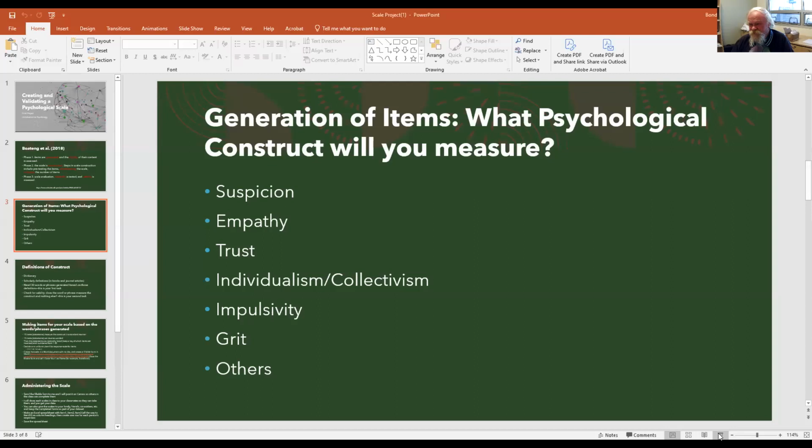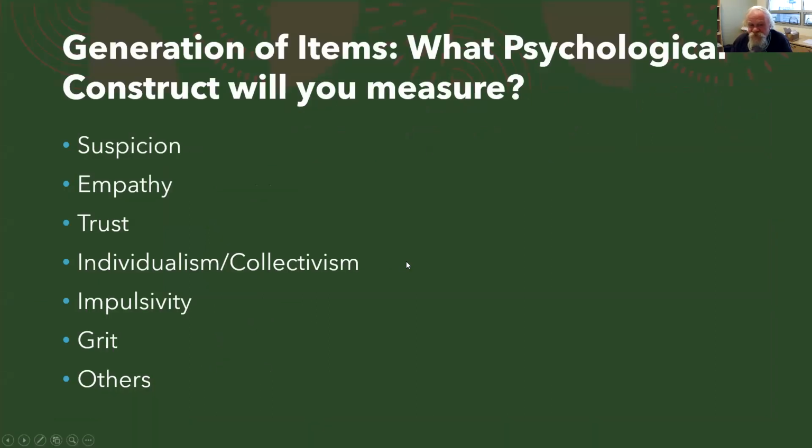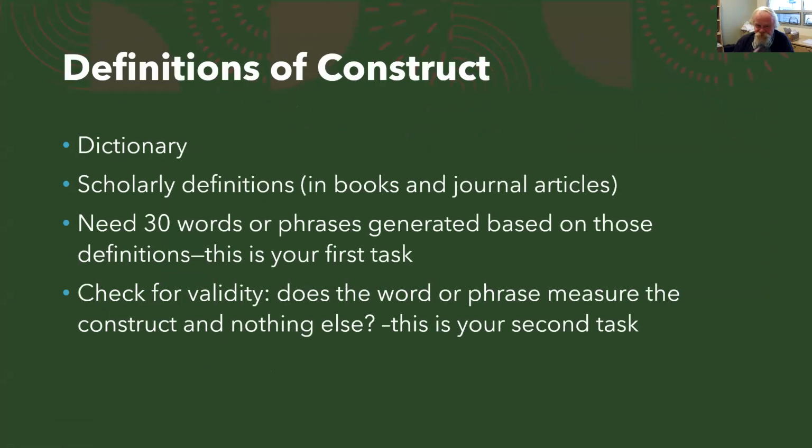All right, so the first thing again is to come up with an idea for what kind of a scale you're going to create. All right, how do we create the scale then? Well, you have to define the construct that you're looking at. So usually you'll go to a dictionary to get kind of an initial idea about what a construct means, okay? So you'll go to a dictionary. So let's say we're looking at impulsivity, right? If someone is impulsive, what does that mean?